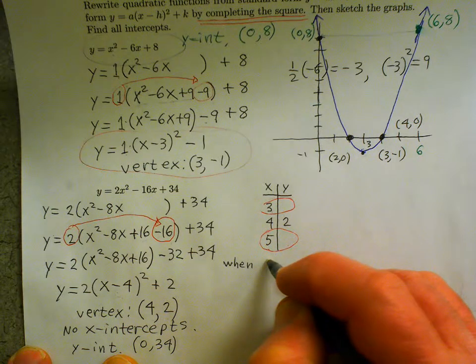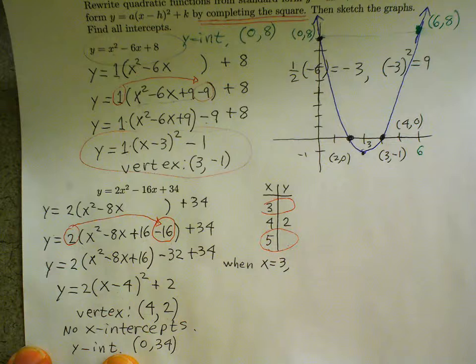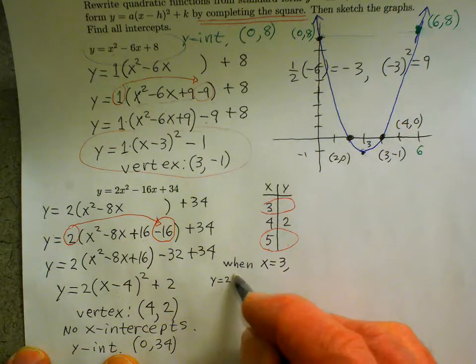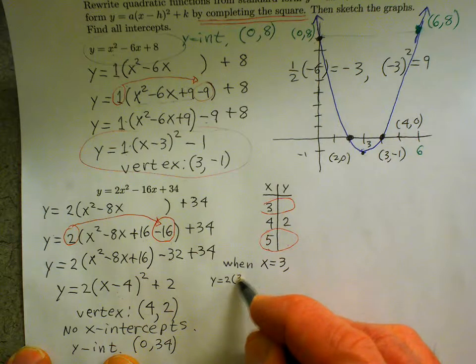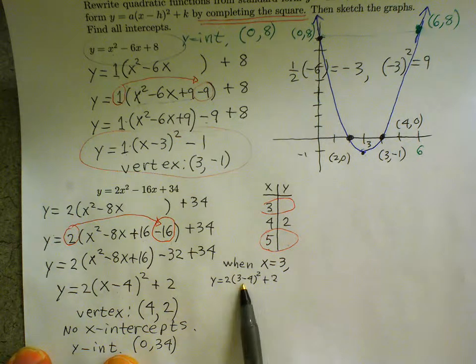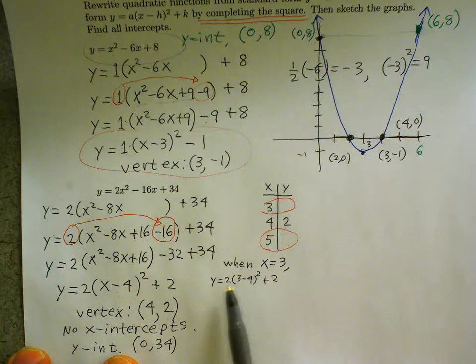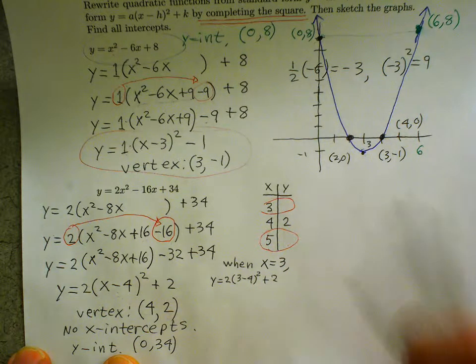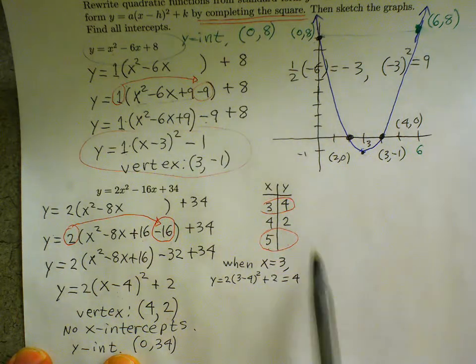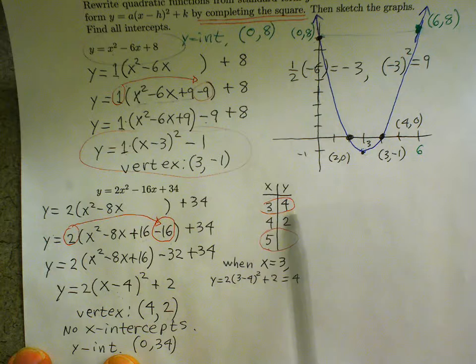So when x equals 3, I'll use the vertex form. y is equal to 2 times the quantity 3 minus 4 squared plus 2. 3 minus 4 is -1. -1 squared is 1. 2 times 1 is 2. 2 plus 2 is 4. So the y-coordinate is 4 when the x-coordinate is 3. So we have that point on the graph.